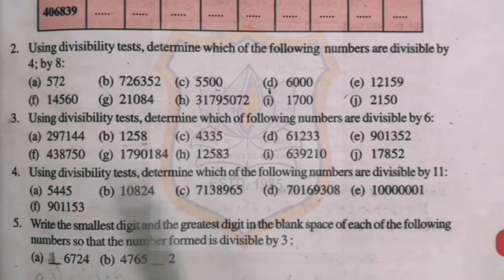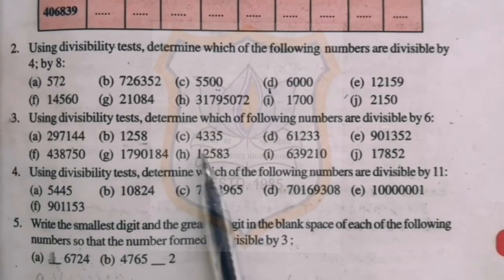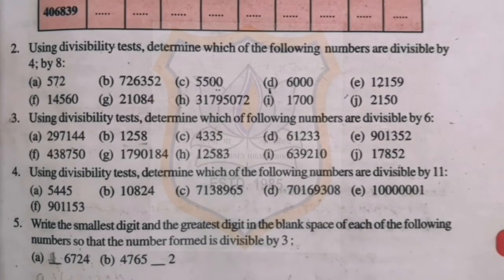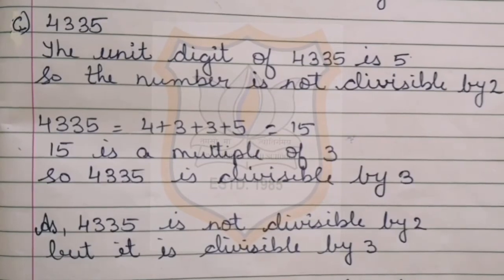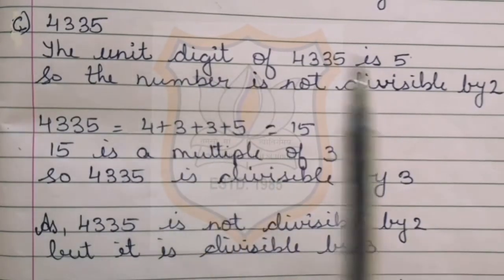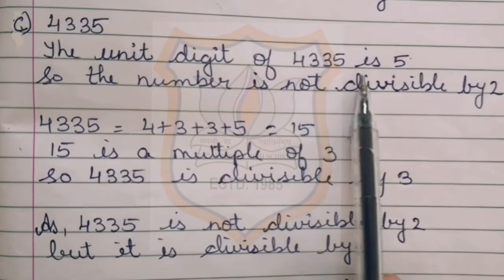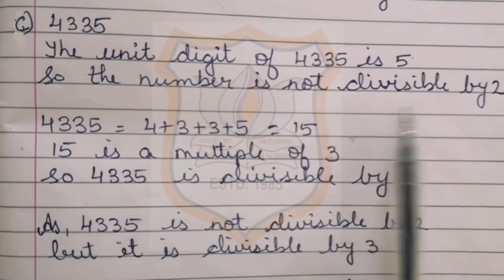Sum number C of question number 3, 4,335. Here again we have to see whether the number is divisible by 2 and 3. If it is divisible by 2 and 3, then only it will be divisible by 6. Solution for sum number C. The unit digit of 4,335 is 5, so the number is not divisible by 2.